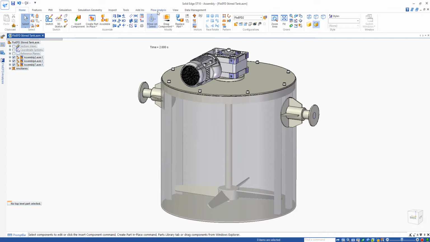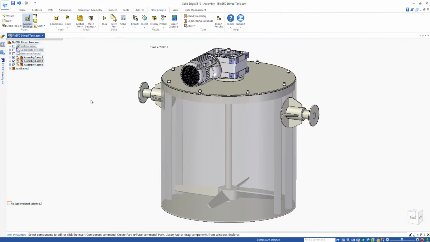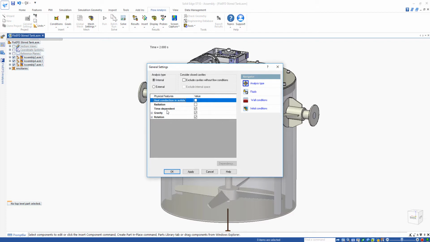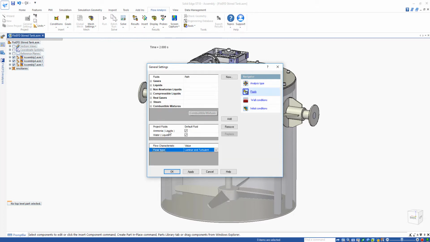So first of all, let's go over to our flow analysis tab and have a look at some of the general settings. We can see straight away this is going to be a time dependent or transient analysis, so we're going to be simulating over 2 seconds of transient. We've got gravitational effects turned on. We also have rotation with the sliding mesh turned on, so we're going to be using the moving mesh capability of FloEFD. If we look at the fluids, we can see that we're mixing water and ammonia together.